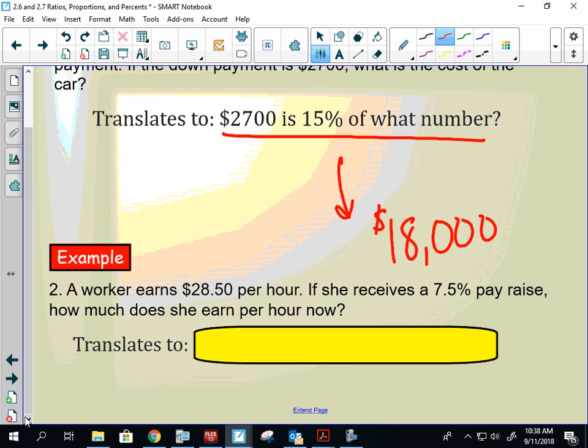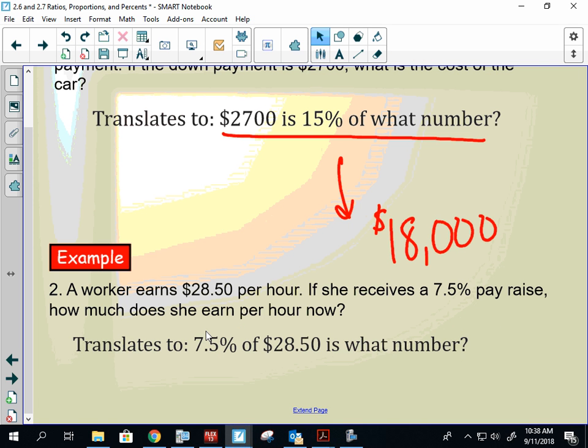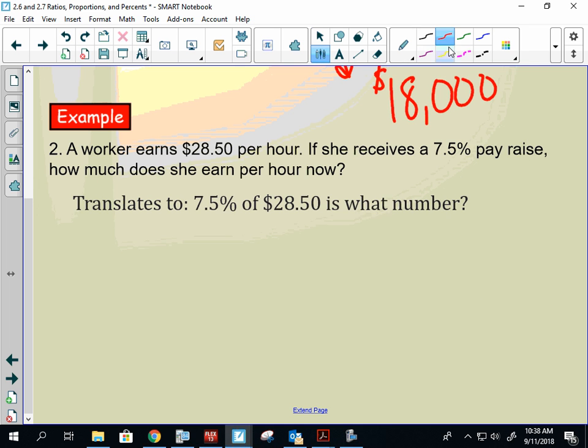Example number 2, let's say a worker earns $28.50 per hour. If she receives a pay raise of 7.5%, how much does she earn per hour now? If I translate the first part of the question, it would look like this: 7.5% of $28.50 is what number? That's the part you need to be able to translate to so that you can then work it mathematically.